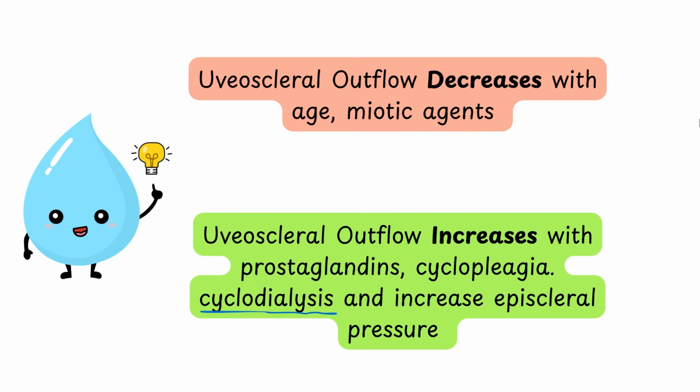Cyclodialysis is what? It is separation or dialysis of the ciliary body from the sclera, right? So when that happens, obviously the aqueous which is passing within the interstitium of the ciliary body, from where does it get absorbed? It gets difficult for it to get absorbed into the sclera and into the episcleral tissue. So cyclodialysis also leads to a decrease in the uveoscleral outflow.